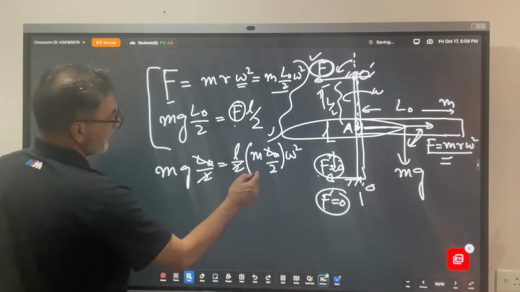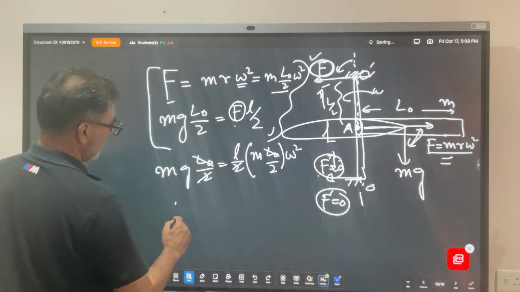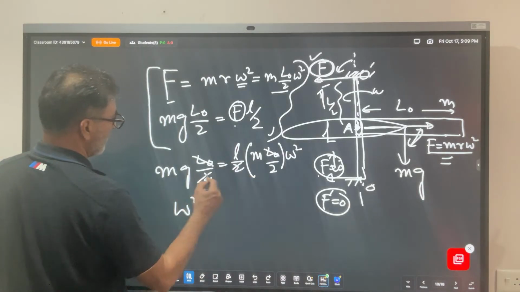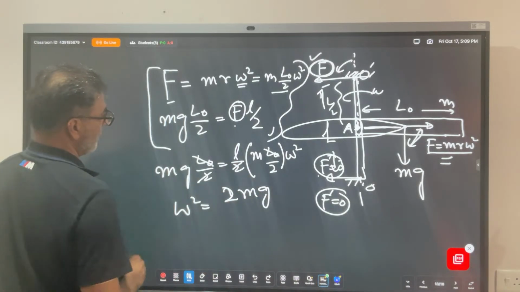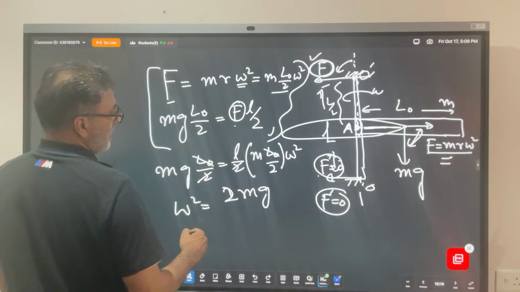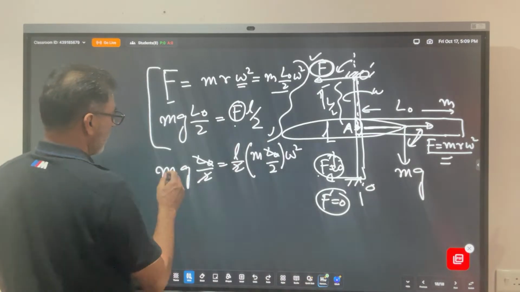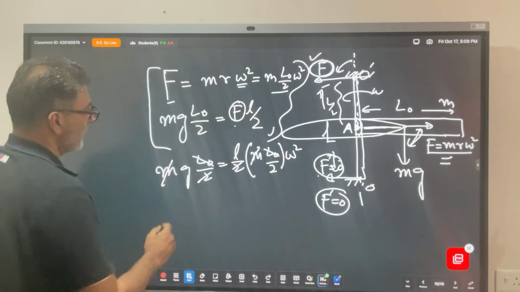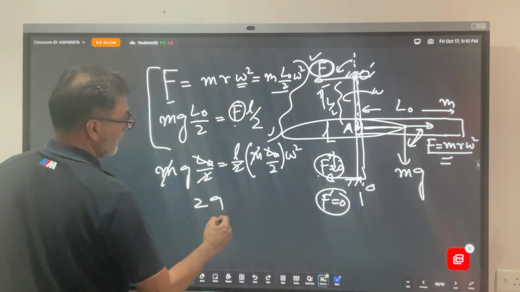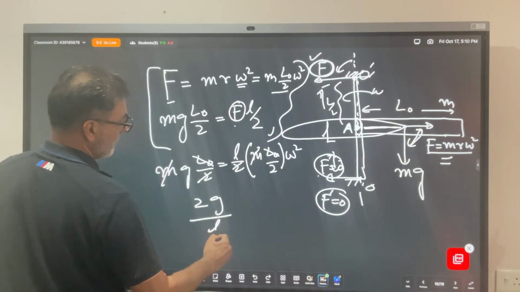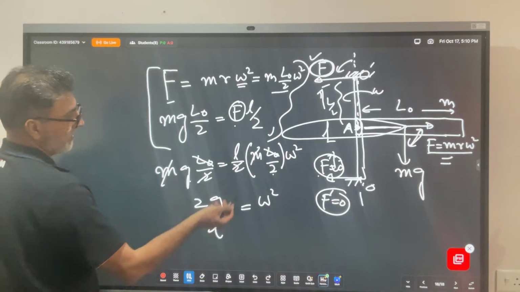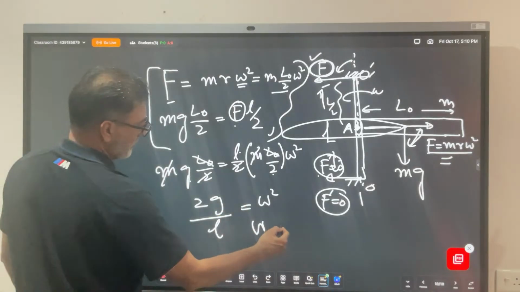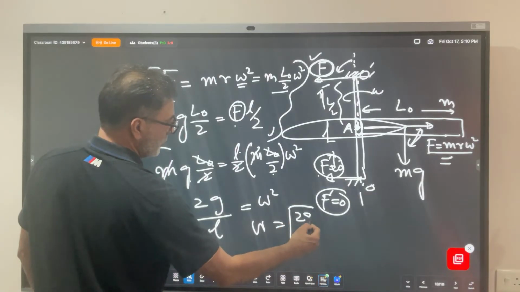So omega square is equal to 2mg, and m also cancels. It is 2g by this L is equal to omega square. Omega is equal to root of 2g by L. Answer.